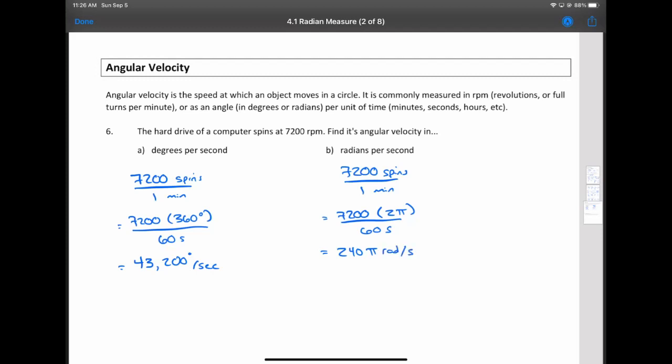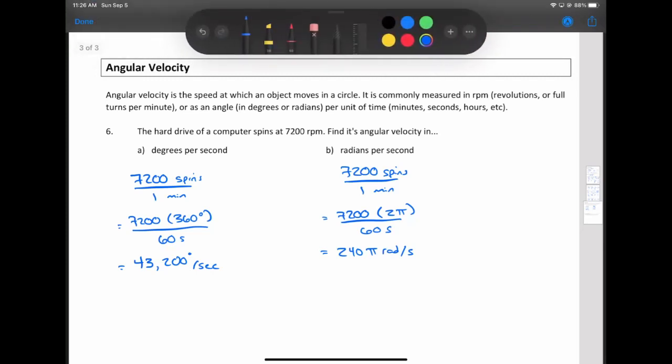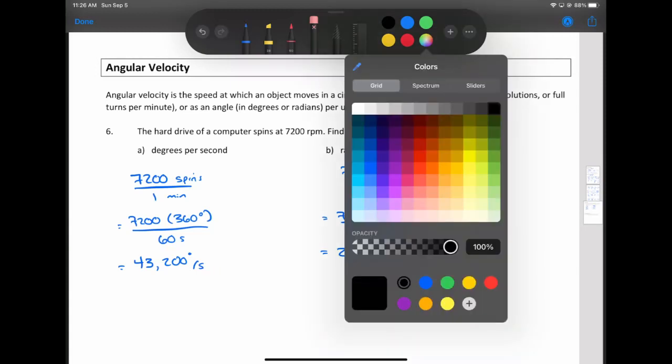By the way, I guess I should be consistent here with my seconds. I tend to use SEC for seconds in math and S for seconds in physics. It should be proper.